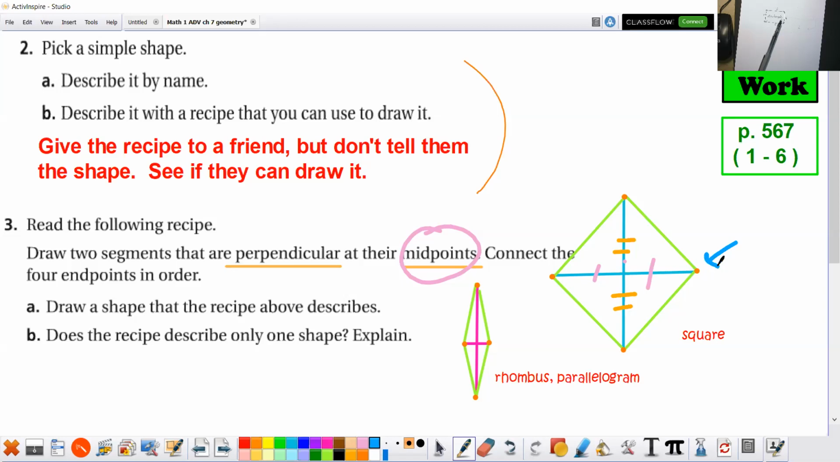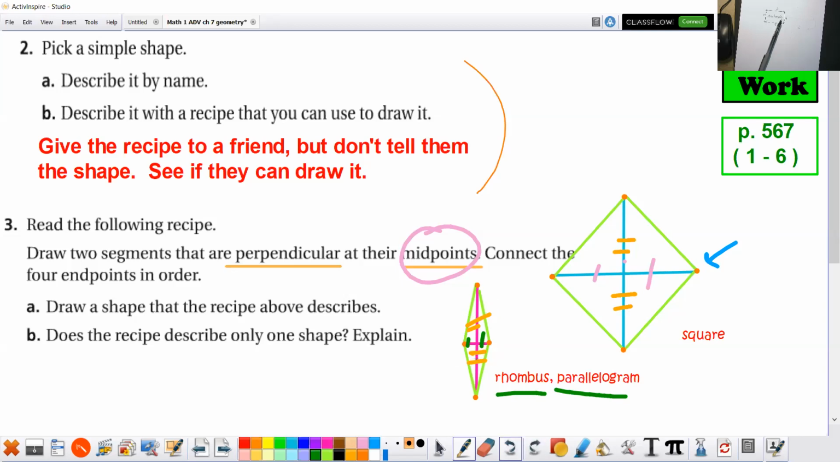You might have said a diamond, but a diamond is just a square. But they could have been different lengths. This piece is still the same as that piece, and this piece is the same as that piece. So if I connect the endpoints, it's not a square. It could be a parallelogram or a rhombus. A rhombus means all the sides are parallel, but the 4 sides out here are all exactly the same also.